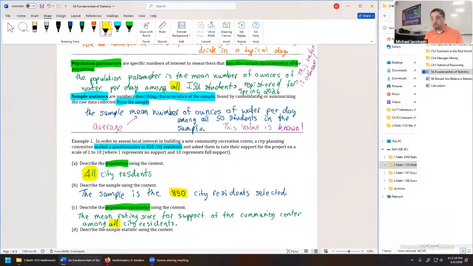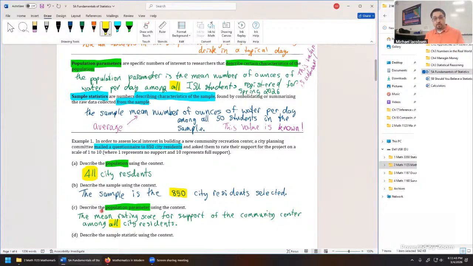So we have the population built in, and not every single city resident is going to do this questionnaire, just the 850 in the sample. But what we're imagining is if every single person in the population had the opportunity to rate their support of the new community center on a scale from 1 to 10, we can then ask ourselves, what would that average be? That's the unknown parameter. Everyone's true opinion on average, or the mean rating score.